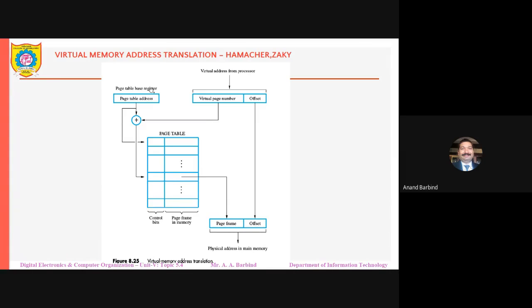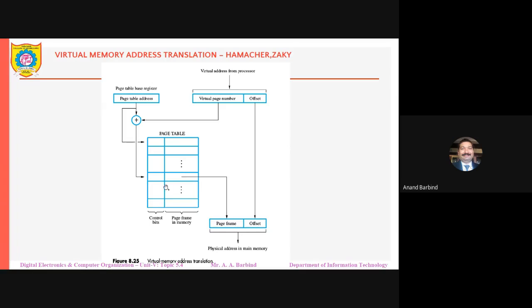With a processor like the 80386, which is the predecessor of the Pentium processor, you have a special register for this particular paging, and that register is called the page table base register. So your address of the memory location is in this fashion: virtual page number and offset. With this virtual page number, the processor goes to the page table.